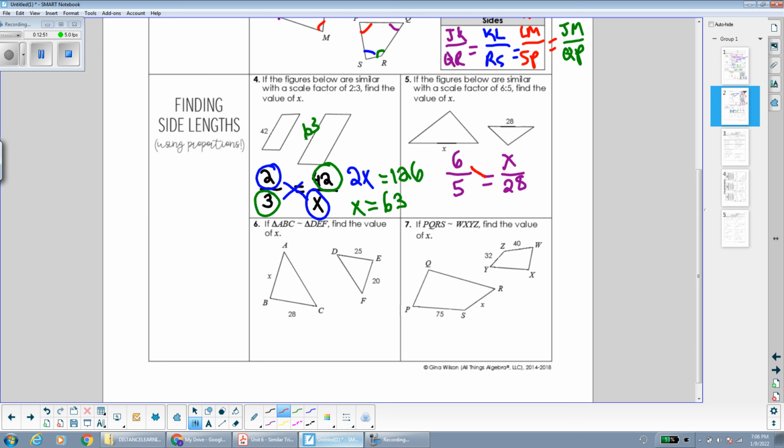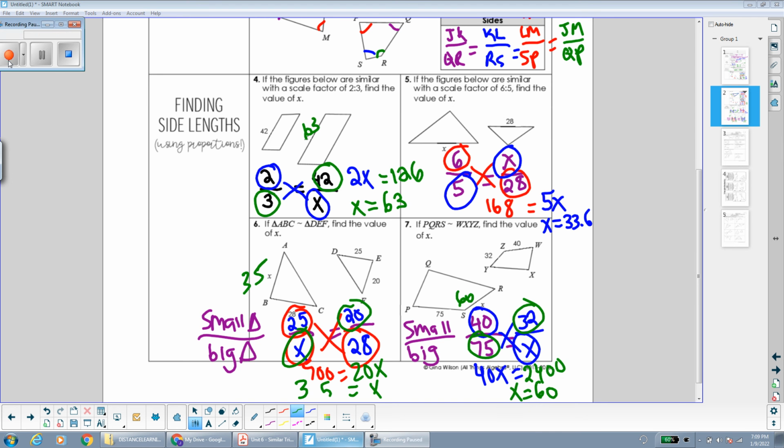Now that I have a proportion, once again, all I need to do is cross multiply and solve for x. 6 times 28 is 168, equals 5 times x, which is 5x. Dividing by 168 on both sides, x is 33.6 if you put that into your calculator. Take a second and use a proportion to find the value of x in 6 and 7.